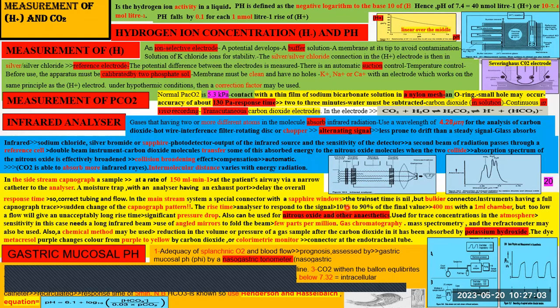Measurement of hydrogen and CO2. pH is the hydrogen ion activity instead of concentration. pH is defined as the negative logarithm to the base 10 of hydrogen ion concentration.